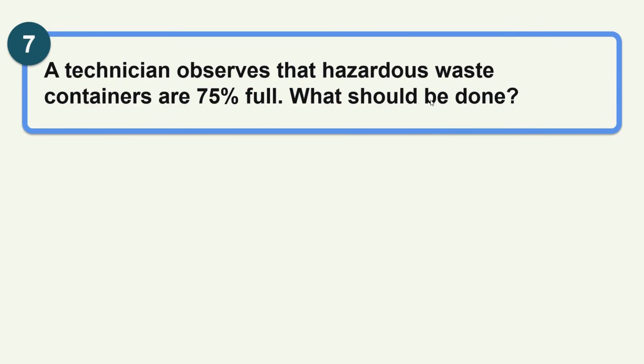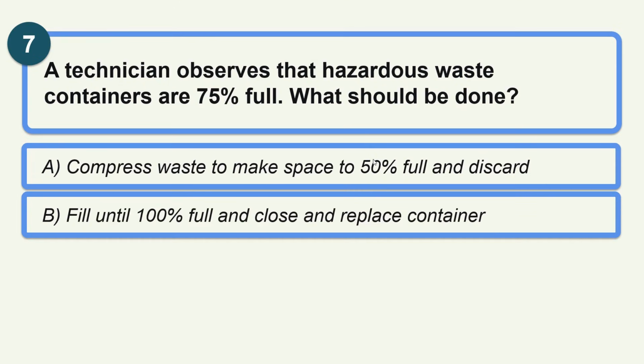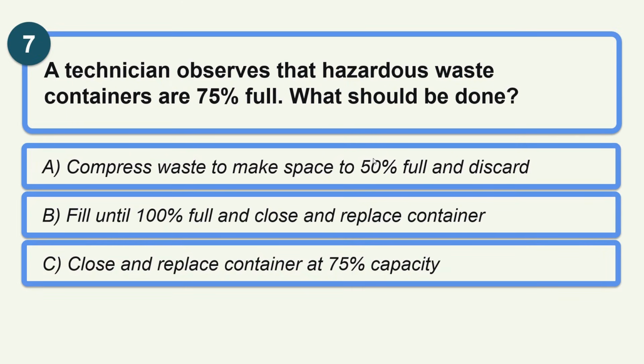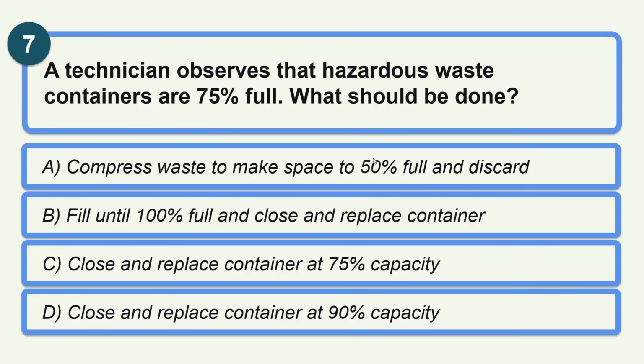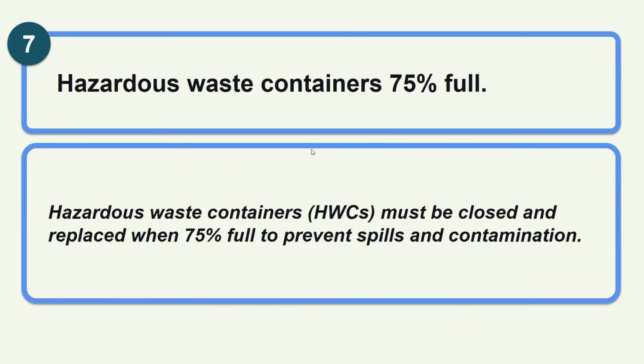A technician observed that hazardous waste containers are 75% full. What should be done? A. Compress waste to make space to 50% full and discard. B. Fill until 100% full and close and replace container. C. Close and replace container at 75% capacity. D. Close and replace container at 95% capacity? The correct answer is close and replace container at 75% capacity. Hazardous waste containers should be a maximum of 75% full to prevent any further spills and contamination.